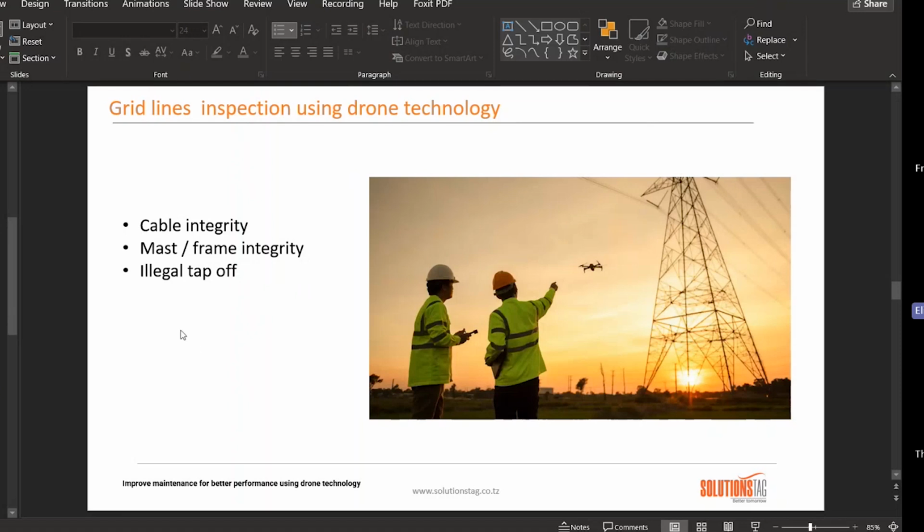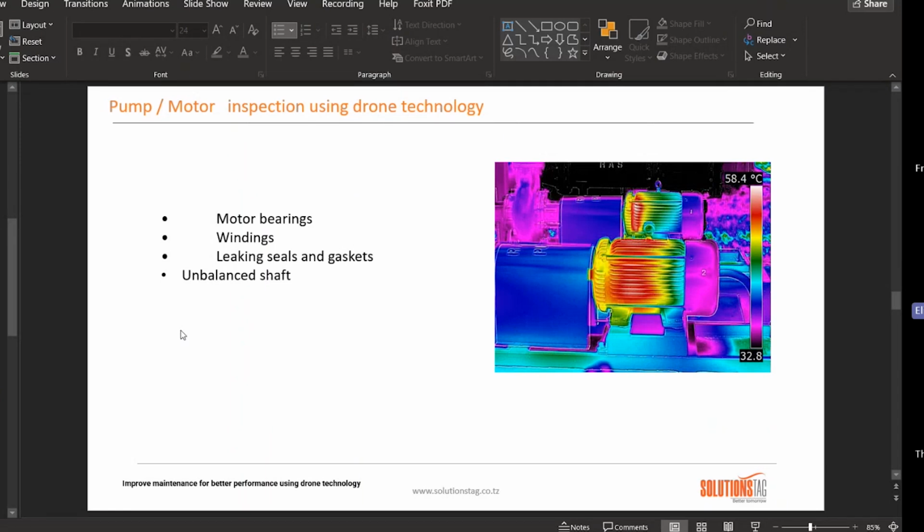Another use case is motor or pump inspection. There are some issues that may happen inside the motor pumps that are progressive. If they are not monitored, in the near future they can cause a total failure, leading to shutdowns. So in motors and pumps, we can identify any issues regarding motor bearings. You may find maybe the shaft has a huge friction between the bearings, causing a lot of heat. That means in the near future there will be a failure.